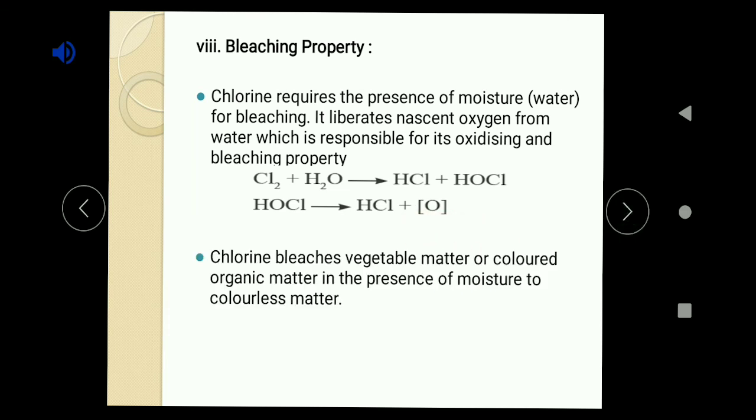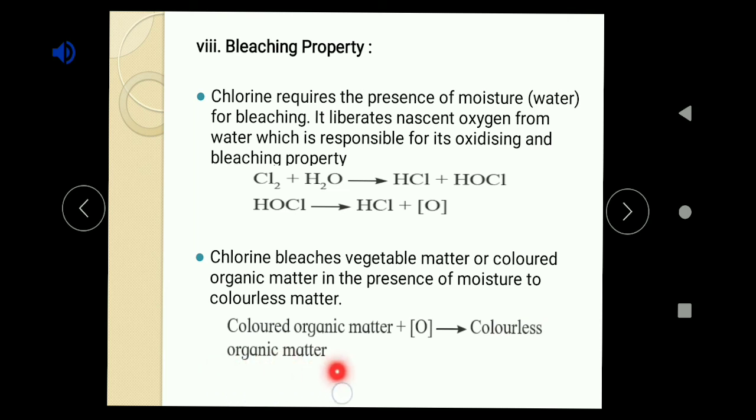So, organic matter or vegetable matter which is colored, in presence of moisture with chlorine gives a colorless organic matter. So this is the bleaching property of chlorine. In presence of moisture only it works as a bleaching agent. So these are the chemical reactions or chemical properties of chlorine. We learned so many reactions of chlorine describing its chemical reactivity.